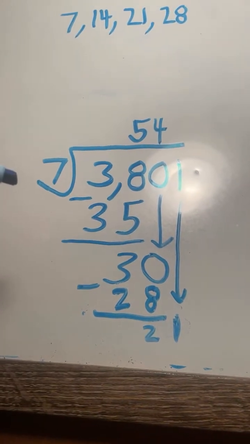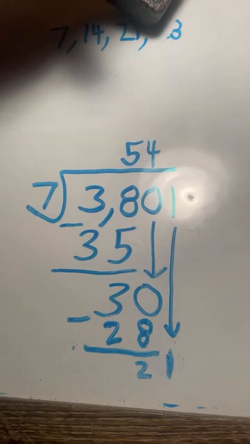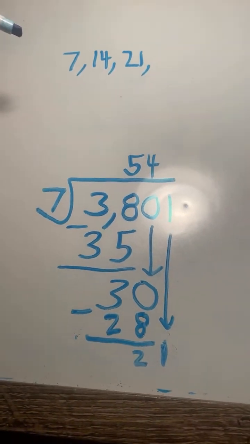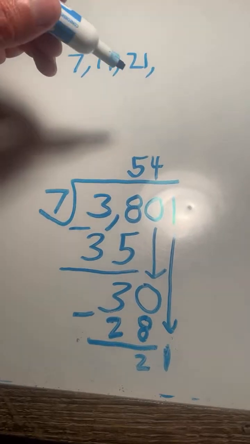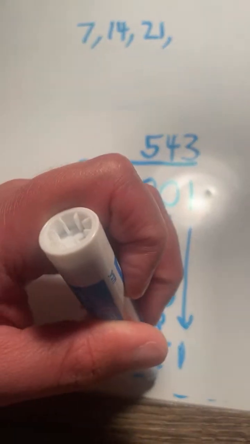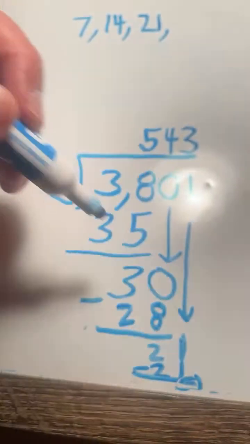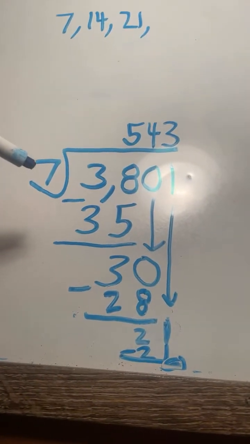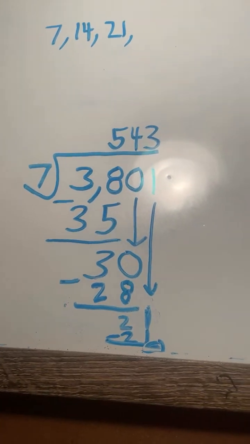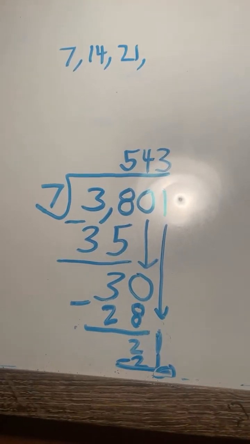All right. Now we have to figure out how many groups of 7 go into 21. 7, 14, 21. So we're able to get 3 groups of 7 within 21. 21 divided by 7 equals 3. And then if we subtract, 21 minus 21 equals 0. As you can see, I'm pressed for space there. Probably should have allowed a little more space, but we have our final answer. 3,801 divided by 7 equals 543.